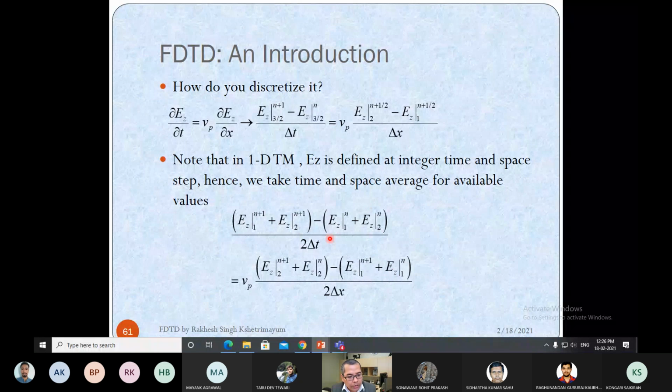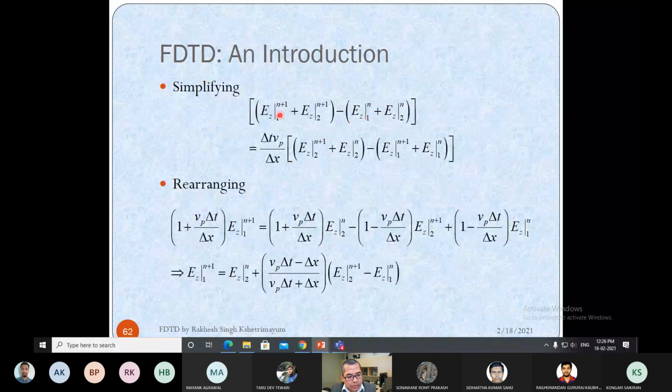So finally you can simplify it, taking terms to the left side and right side. You can see there is a constant term here, 2 delta t and 2 delta x, so delta t by delta x. You rearrange the terms. If you want to find Ez at 1 at n plus 1, the latest one, you can simplify this expression. It turns out to be this term here times Ez at 2 at n minus this term here, Ez at 2 at n plus 1, minus this term here, Ez at 1 at n.